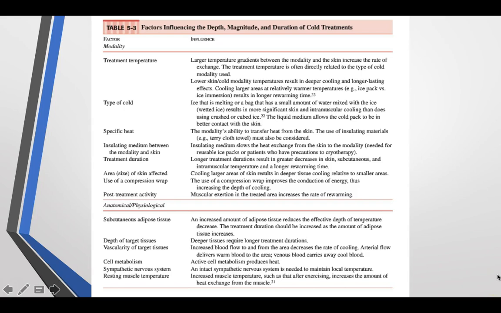So this is just factors that we just went through in a chart from your book. If this makes more sense than my talking, you can definitely take a screenshot or look in your book for these, but it essentially talks about the same things that we just discussed.